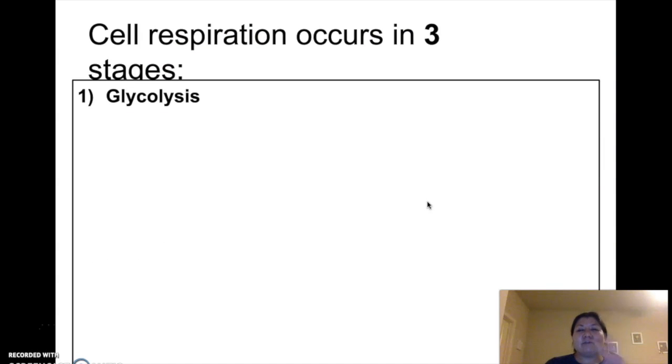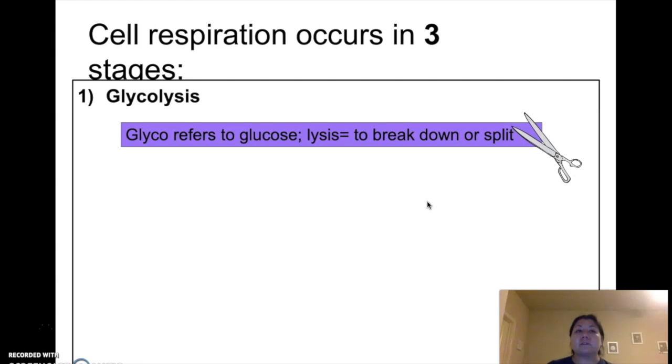All right, so there are 3 steps for cellular respiration. Our first one is glycolysis. Remember, gluco refers to glucose, and lysis means to break down.